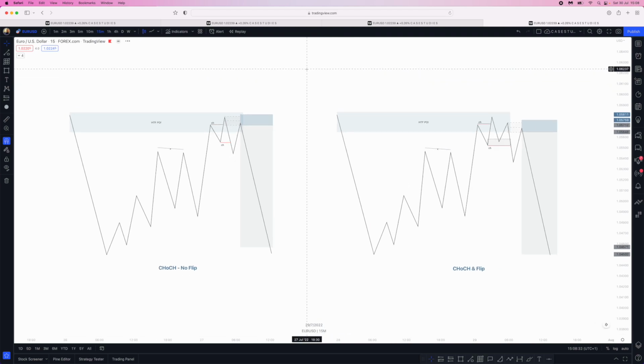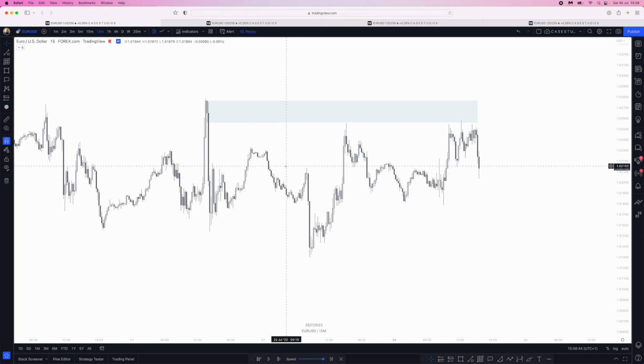So what you can do is if we just come over to one of the examples here. As you can see in this video, we're not talking about POI. So this POI might not be a strong POI. It might not be a POI that I look to trade from. But the POI in this video is totally irrelevant because we're just looking at the entry model.